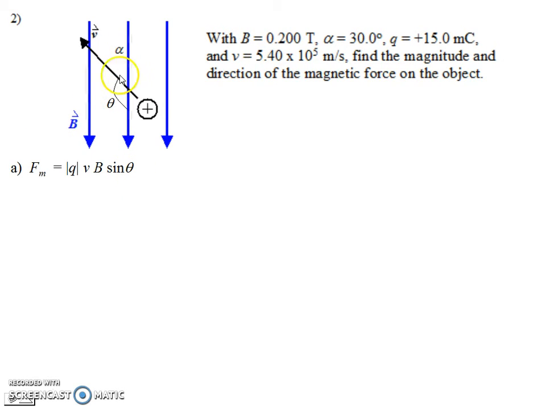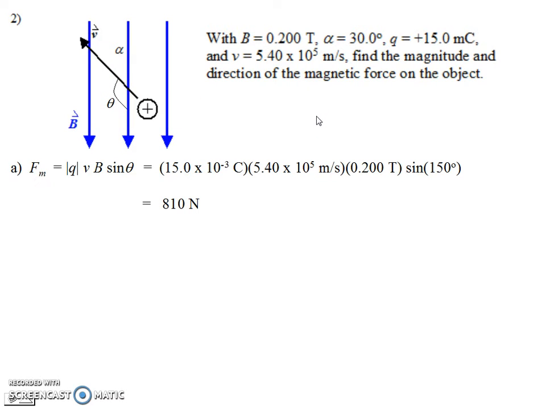In fact, it's the supplement of 30 degrees, which is 150 degrees. The angle theta in here is 150 degrees. Now, you should know your rules for trigonometric functions, and we should know that sine of 150 and sine of 30 give the same answer. And so yes, if you put 30 degrees in here, you'll get the same answer, but technically it's not correct. Theta is defined from velocity to magnetic field. That's going to be the 150 degrees. Any way you do it, you should be getting 810 newtons.